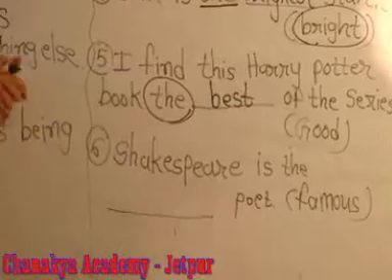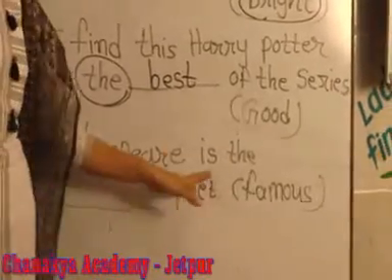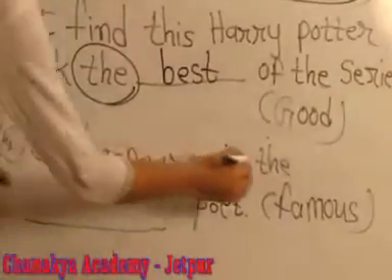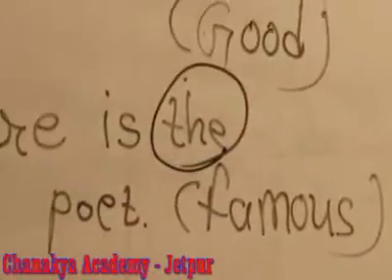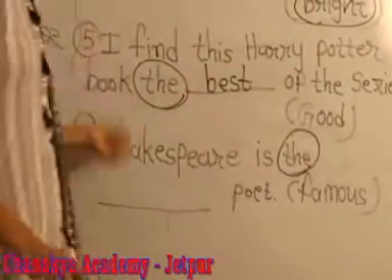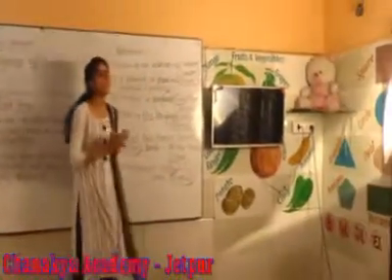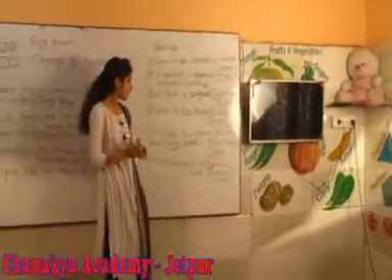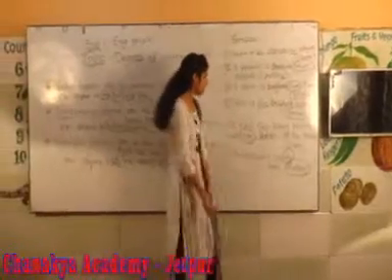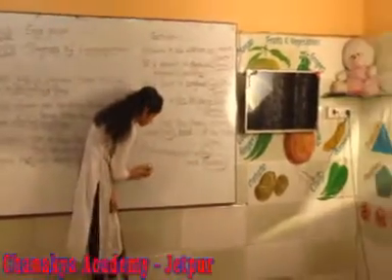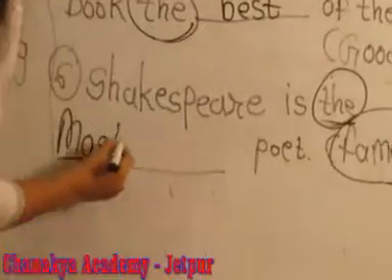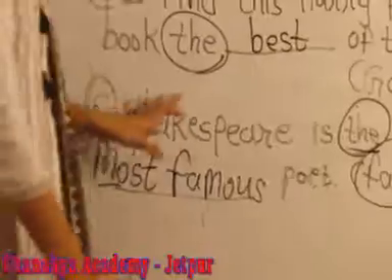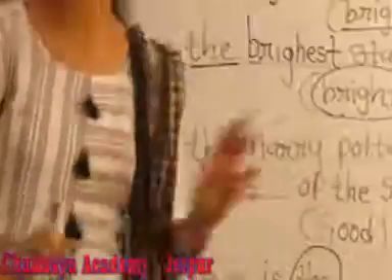Now our last question is, Shakespeare is the blank poet. Again, identify the degree. The is used before the blank, so it is the blank of the superlative degree, and as famous is an irregular adjective, we can't put er or est as a suffix. We have to put the prefix more or most. As this is the blank of the superlative, we have to put most. So it will be most famous. Shakespeare is the most famous poet.